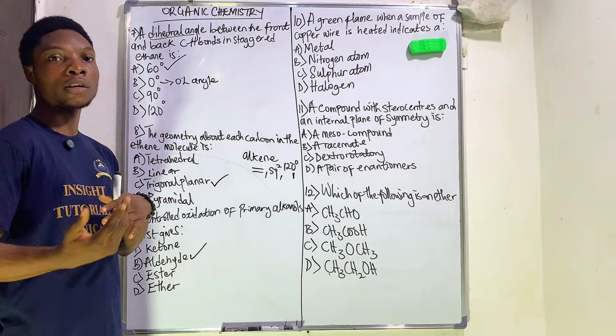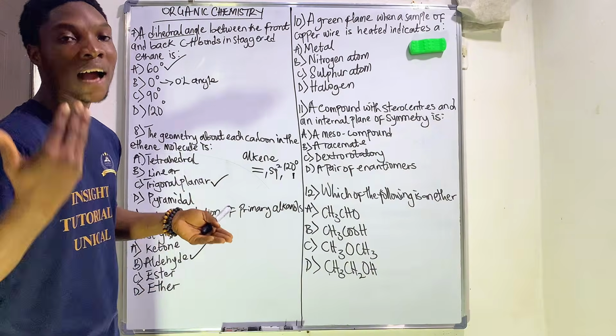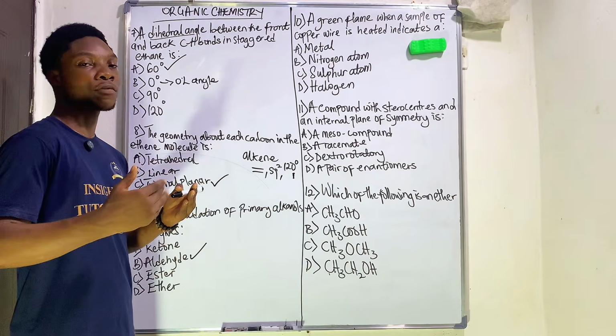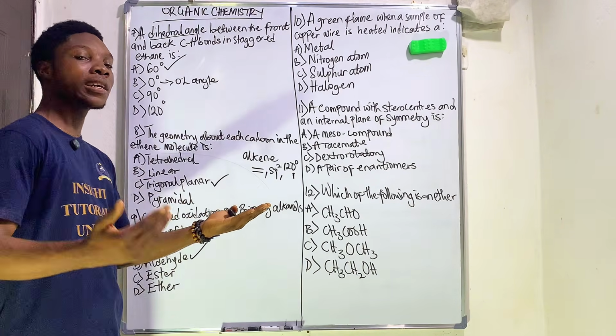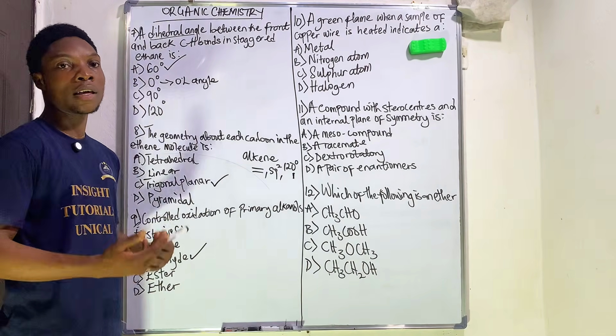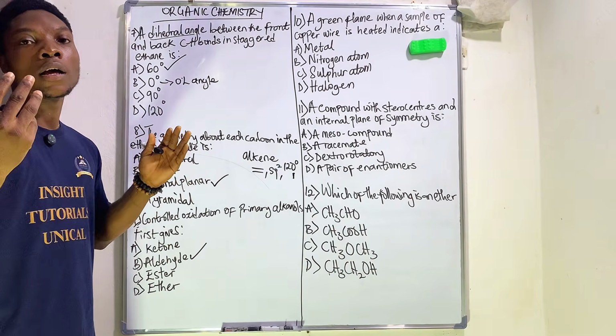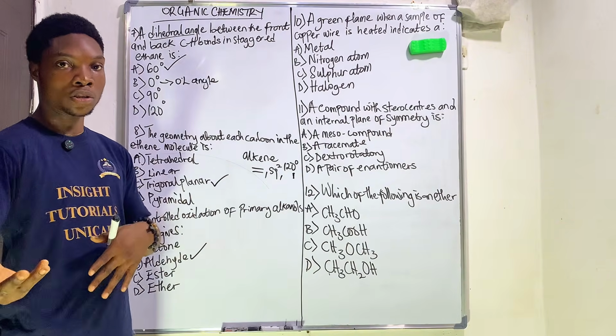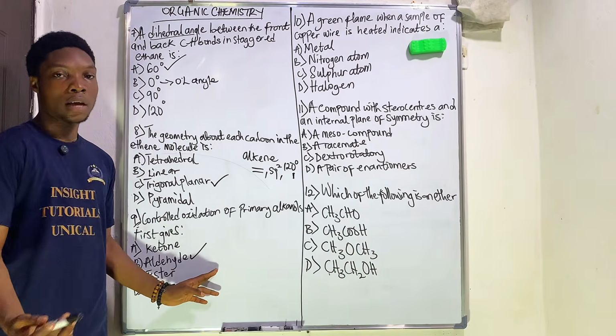Esters are formed from the condensation of carboxylic acid and alkanols. It's very important. And then ethers, we know what ethers are. Ethers are formed from two alkyl groups connected by oxygen. So the correct answer here is aldehyde.